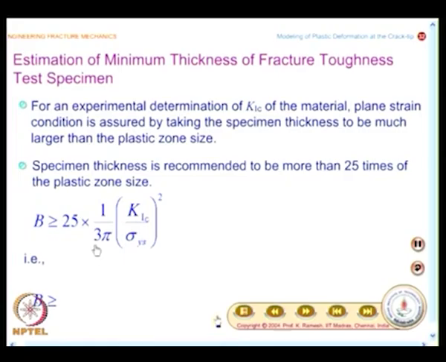And if you simplify, I can simply write this as 2.5 times, because 3 pi I can take it as 10. So, I would write it as B should be greater than or equal to 2.5 times (K1C divided by sigma ys) whole square. This is a very important and significant result. In fact, people have tested several specimens. From testing experience, they have arrived at the size of the specimen thickness should be 25 times the plastic zone size. From mechanics point of view also, you could get that.